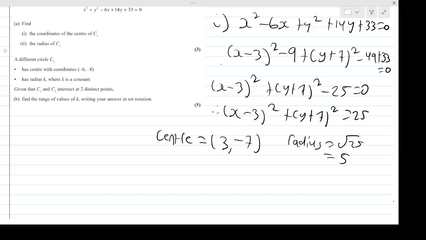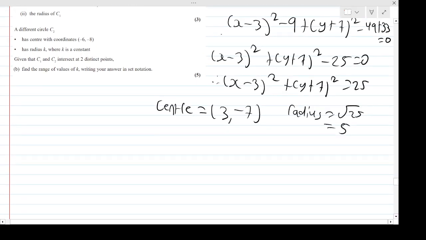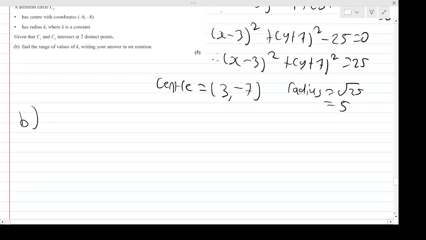Okay, now we're given a different circle C2, which has a centre with coordinates minus 6, minus 8, and a radius of k, where k is a constant. Given that C1 and C2 intersect at 2 distinct points, find the range of values of k, giving the answer in set notation. Again, let's draw the situation. So let's draw our two circles. Let's draw a big grid here.